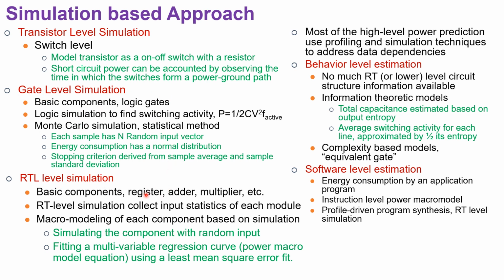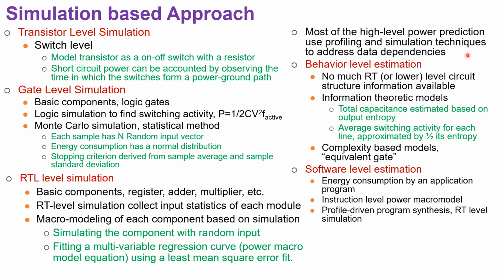RTL level simulation. The basic components are registers, adders, multipliers, etc. Register transfer level simulation collects the input statistics of each module, so macro modeling of each component is based on simulation. We simulate the component with random inputs, fitting a multivariable regression curve using a least mean square error fit. Then high-level power prediction uses profiling and simulation techniques to address data dependencies.